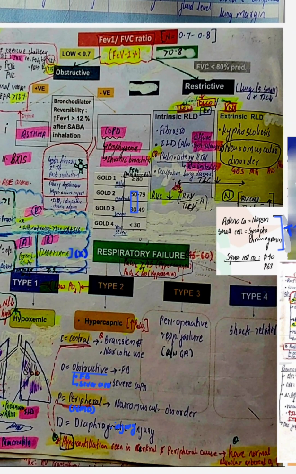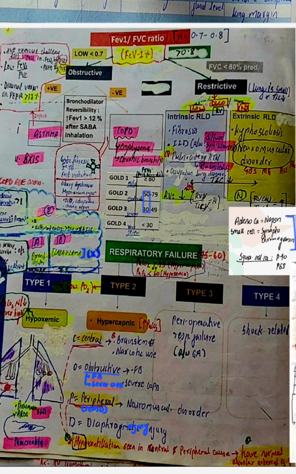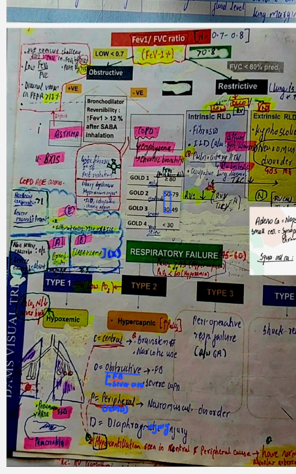If it's more than 45, that means CO2 has been increased, and if it's less than 60, that means oxygen has been decreased. If oxygen has been decreased, it's called hypoxemia. 45 increase means CO2 has been increased. It's hypercapnia. In type 1 and type 2, there will be low partial pressure of oxygen. That means partial pressure of oxygen will be less than 60, hypoxemia.